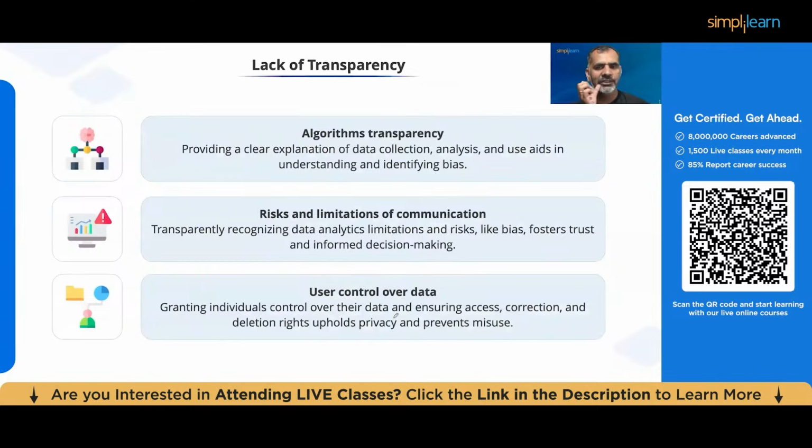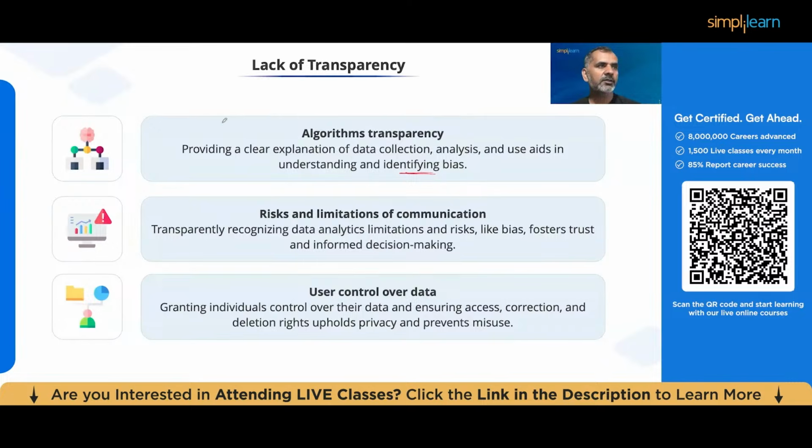Okay, so now let's move to the third, which is a lack of transparency. So first was bias and discrimination, then privacy, and third is a lack of transparency. Transparency is all about providing clear-cut information about data collection, data analysis, and the uses of data, so we can understand and identify the different biases. You have to tell the user what type of information you are collecting, how you are going to analyze that information, what the use case of that information is, and where you are going to store that information. In that way you can make your system transparent.